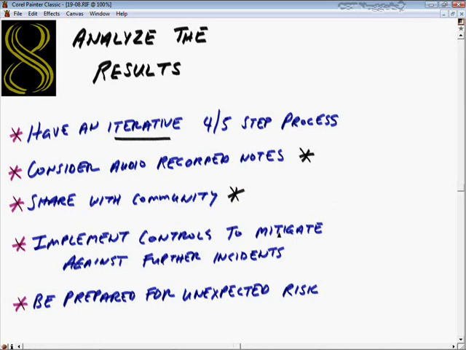Then make sure that you implement controls that are going to mitigate against further incidents. In other words, once you troubleshoot the problem, if there is an ongoing issue that's going to cause that problem to recur again, you want to put into place some change configuration management to make sure that you're mitigating against that so it doesn't keep happening over and over and over again.